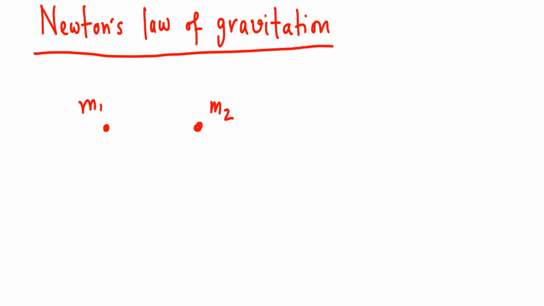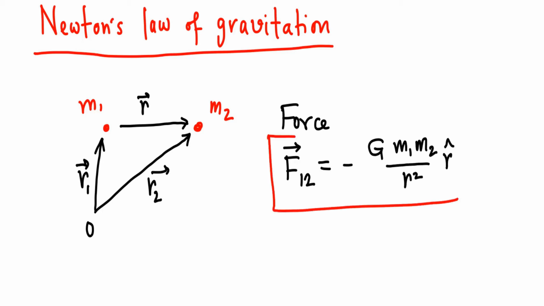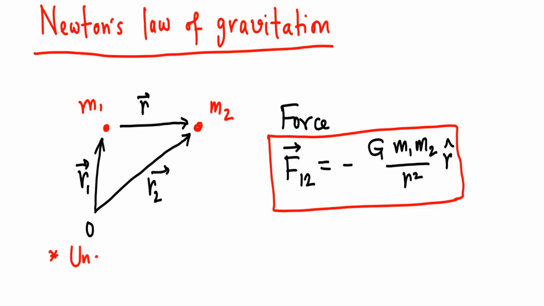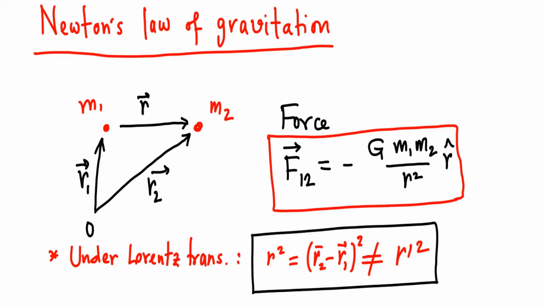In the lab frame O, Newton's law of gravitation says that the force between two masses m1 and m2 is proportional to the product of their masses and inversely proportional to the distance squared between them. See here, under Lorentz transformation, the distance squared between these two masses is not the same in these two frames, unlike the case of Galilean transformation.